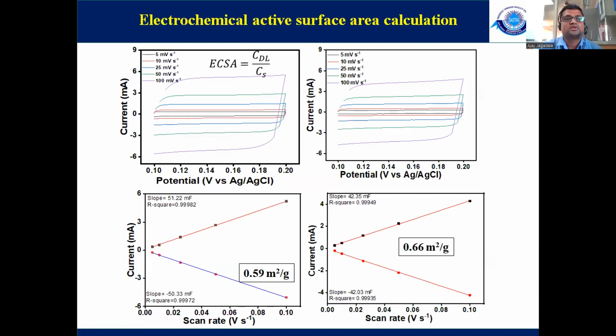So we also estimated the electrochemical active surface area of the electrode material, and we found that our undoped sample showed a maximum active surface area of 0.59 meters square per gram. And when we doped alpha cobalt hydroxide using cerium, the surface area increased to 0.66 meters square per gram.